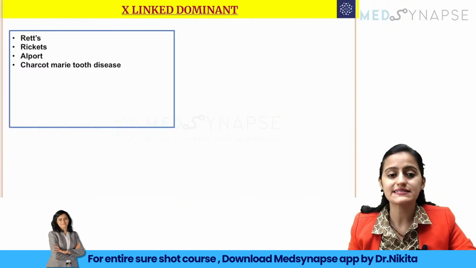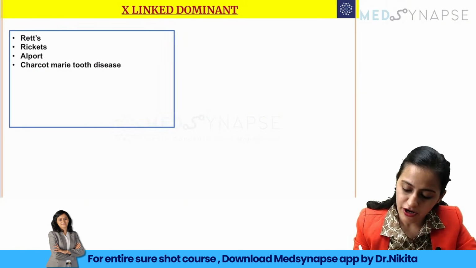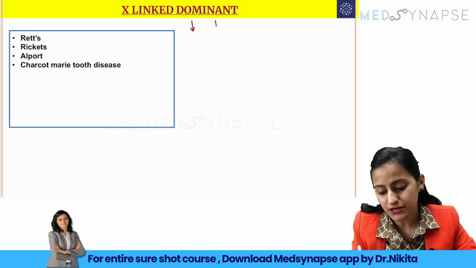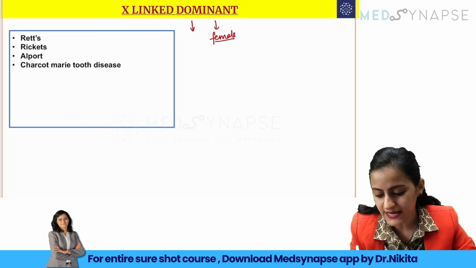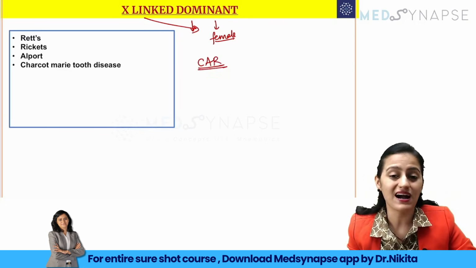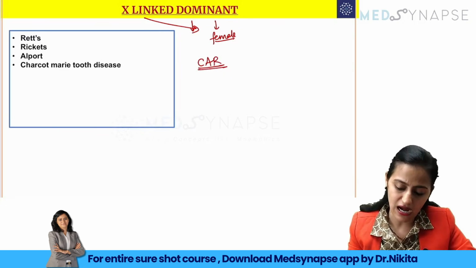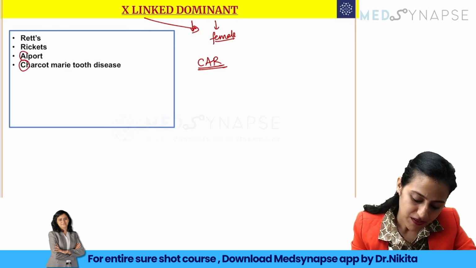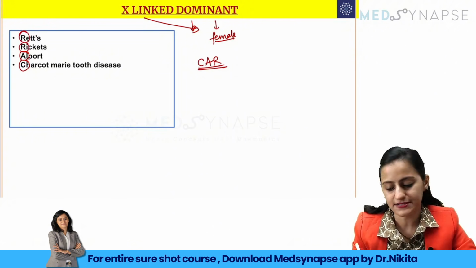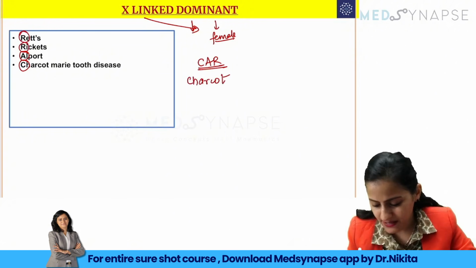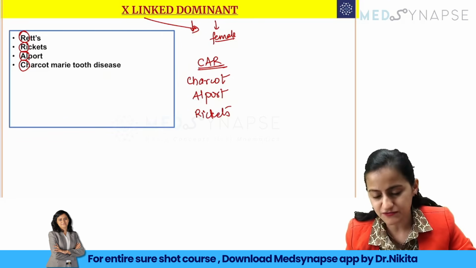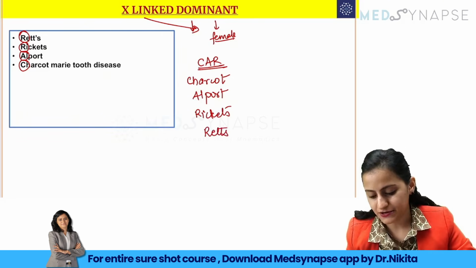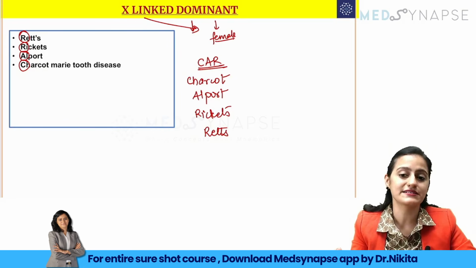Now coming to the X-linked dominant disorders. For X-linked dominant, remember a dominant female drives a car. So car stands for Charcot-Marie-Tooth disease, the X type, Alport's, rickets and Rett's. Okay, so Charcot-Marie, Alport's, then you have rickets, the hypophosphatemic rickets, and Rett syndrome. Okay, that is X-linked dominant.